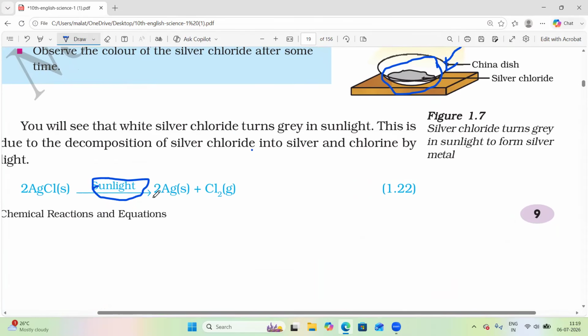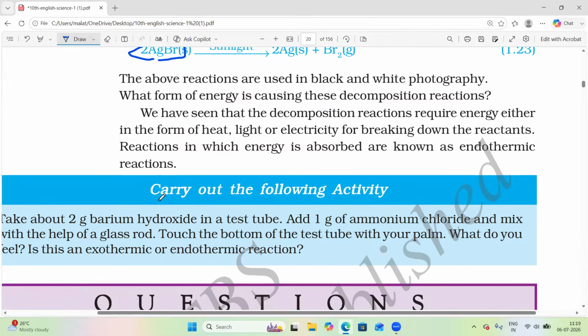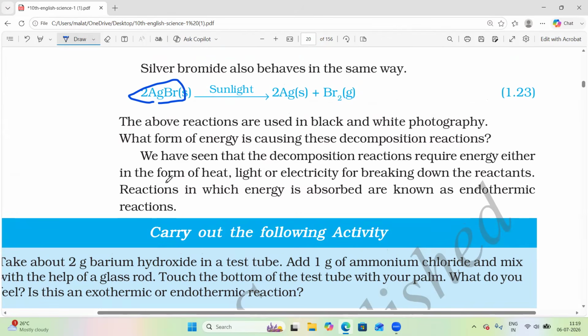So AgCl will become Ag plus Cl2. Here we get 2 chlorine atoms, and here we get only 1 chlorine. Then you have to balance the chlorine atoms. You should write 2 here. Then Ag will be 1, so you have to balance the Ag. That is a chemical decomposition reaction.